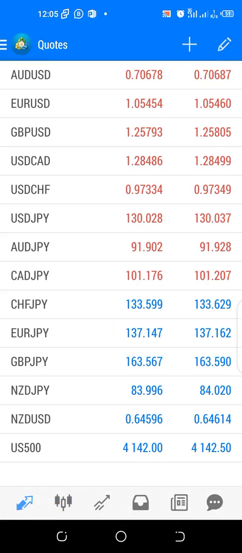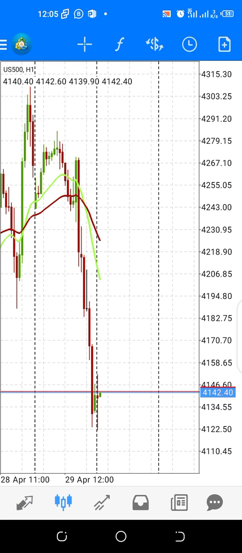Let's look at another one. Let's check out one stock and one USD pair, one JPY pair before we call it a day. So this is US500. Let's go to the weekly chart and see what happened there. There's a very nice bearish candlestick right there, man.